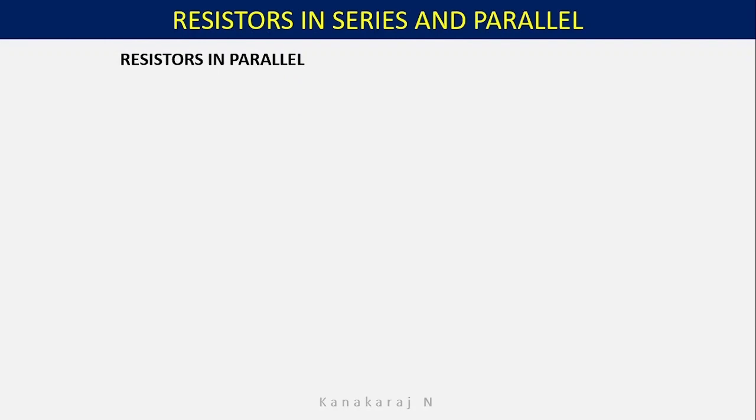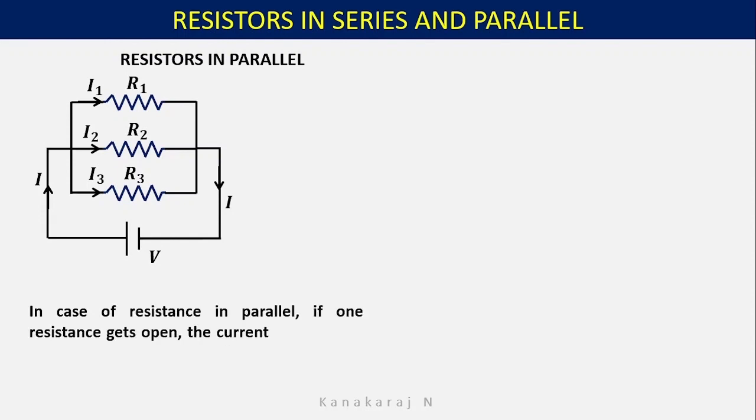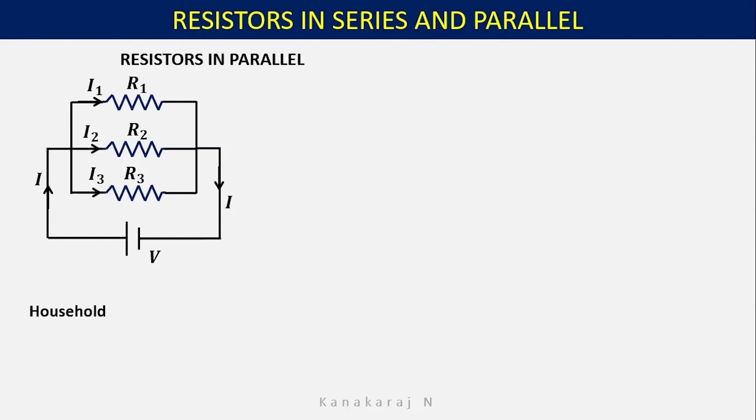Resistors in parallel. Here is a circuit, the equivalent circuit is given. In case of resistances in parallel, if one resistance gets opened, the current still exists in other resistances. Suppose R1 gets opened, through R2 there is a current, through R3 there is a current. So the bulb glows at R2 and R3, but the bulb does not glow at R1. But that is not the case in series combination.